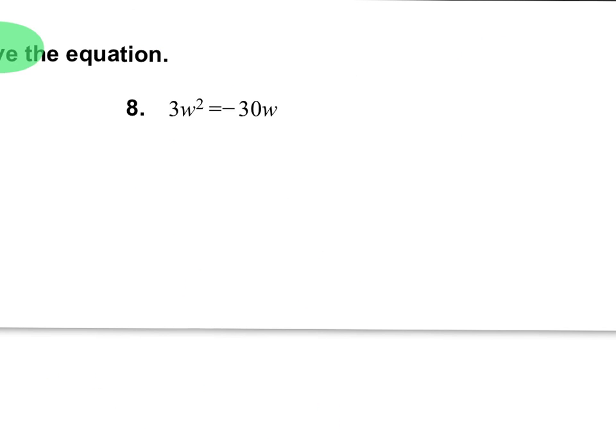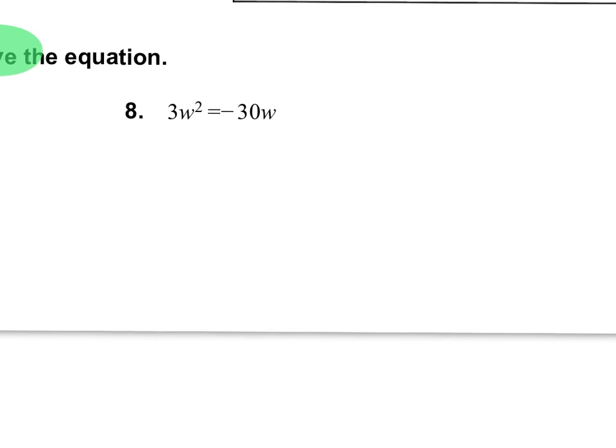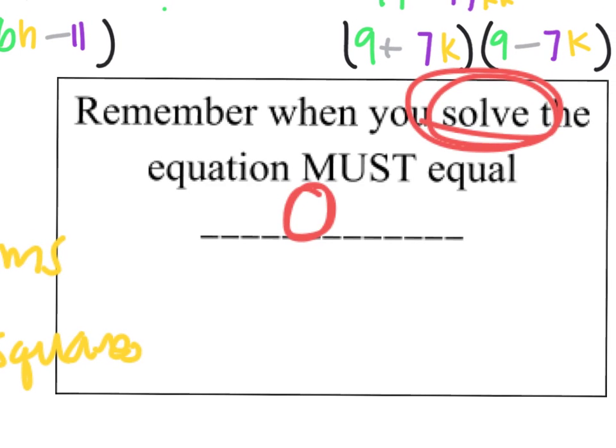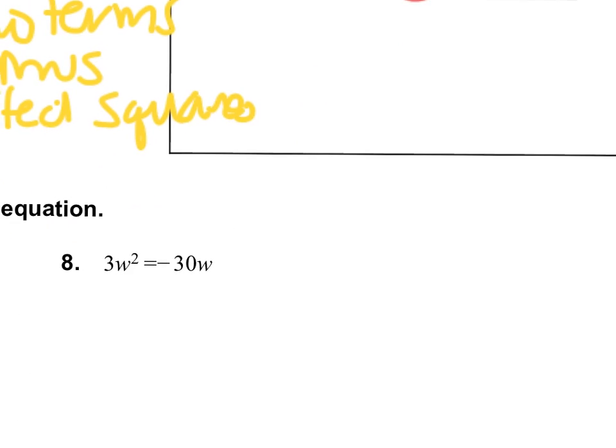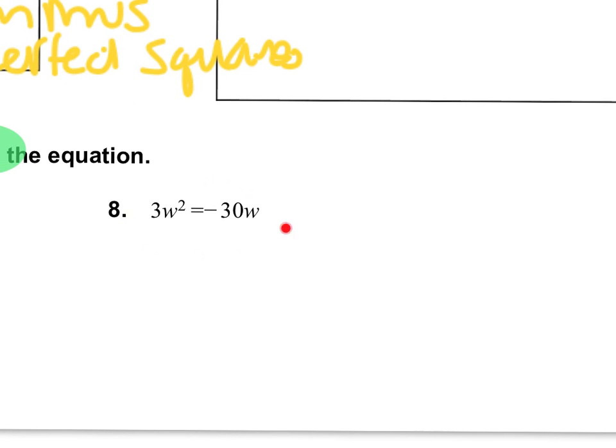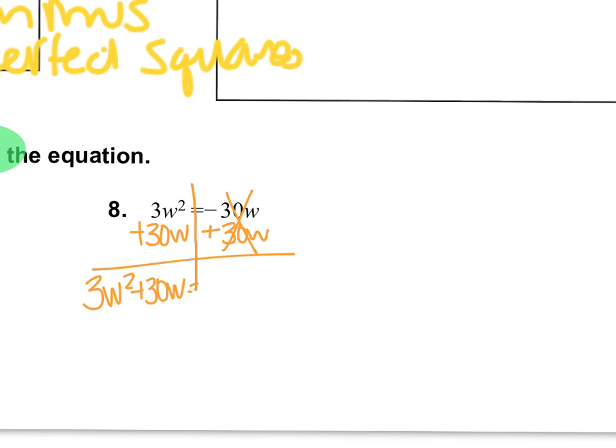Problem 8 is going to be very similar, but the very first thing we have to do is, remember, the equation must equal 0. And if you notice, this equation down here does not equal 0. So that needs to happen first. In order to get this to equal 0, I need to get rid of this 30w, so I'm going to add 30w to both sides. These cancel, and I am left with 3w squared plus 30w now equals 0. I cannot combine these two together because this one has an exponent of 2 and this one does not. So I'm going to leave the problem like this.